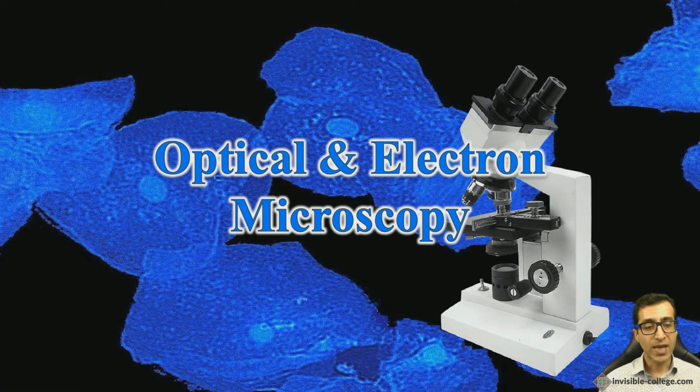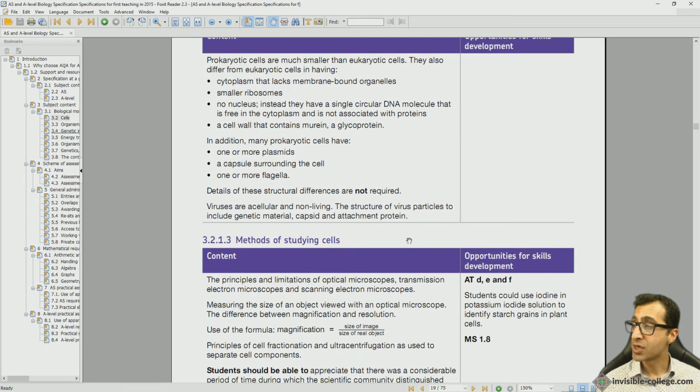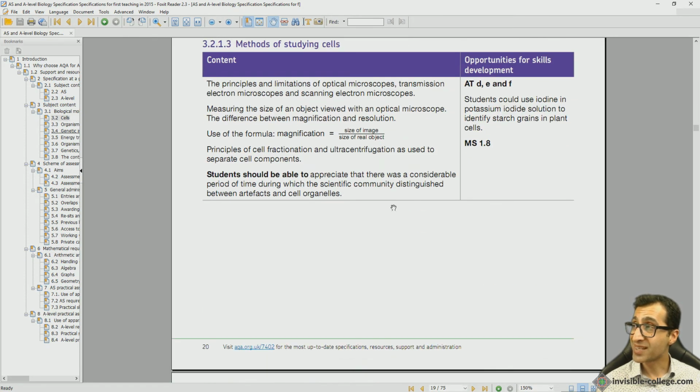So the next thing that we have to look at in the specification is the different ways in which biologists will study cells. So we're going to look at the principles of optical and also electron microscopy, and we're also going to look at the ways in which the cell components are broken up and separated for further study using microscopy, and this includes cell fractionation and cell ultracentrifugation.